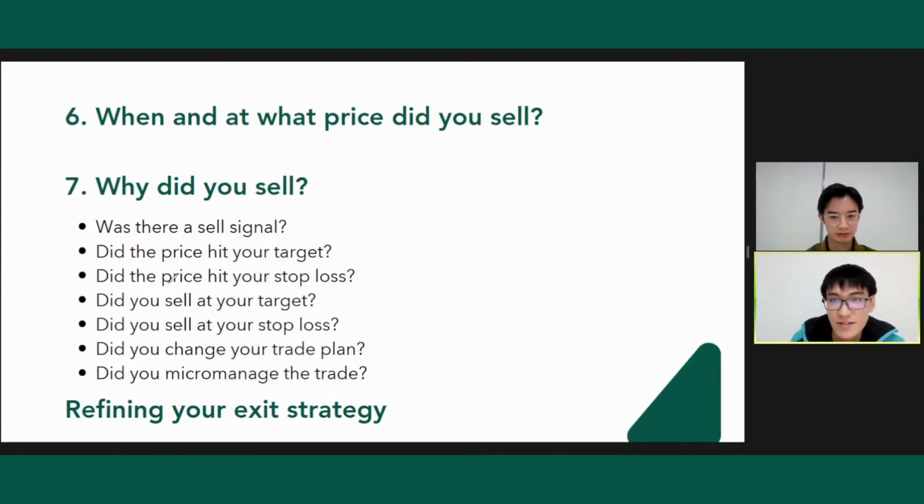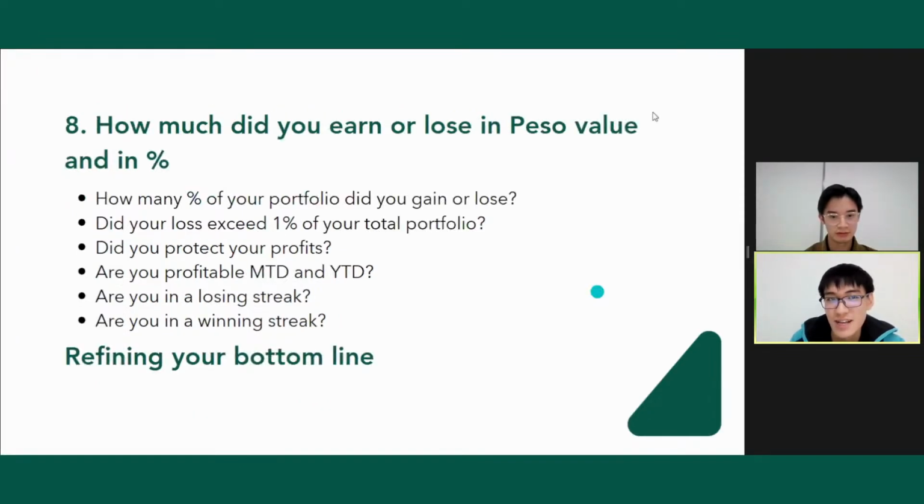Now, we move on to the next part. How much did you earn or lose in peso value and in percentage, right? So how many percent of your portfolio did you gain? Let's say you have a 100,000 peso portfolio. If you gain 2,000 pesos, that means you gained 2% of your portfolio, right? So something like that.